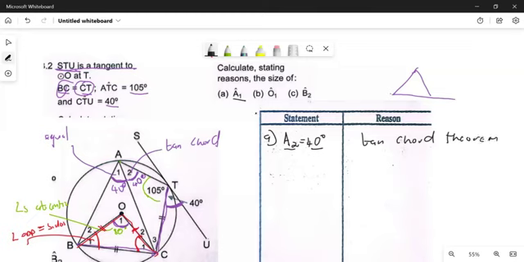Now, I'm not looking for A2, I'm looking for A1. How did I get A1? I said A1 is going to be equal to A2, which is equal to 40. Why did I say A1 is equal to A2, by the way? They're subtended by equal chords. So we'll say equal chords subtend equal angles.